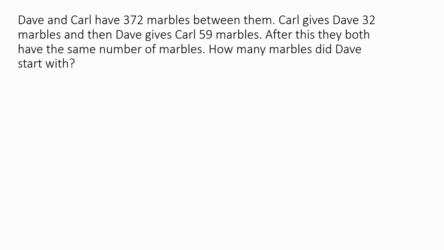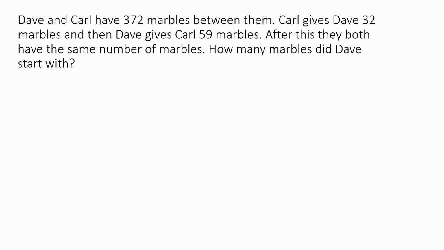So what is our problem? Dave and Carl have 372 marbles between them. Carl gives Dave 32 marbles, and then Dave gives Carl 59 marbles. After this, they both have the same number of marbles. How many marbles did Dave start with? So, what equations can we take from this information?